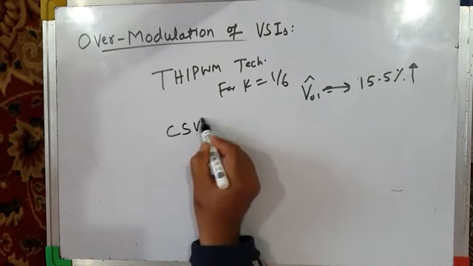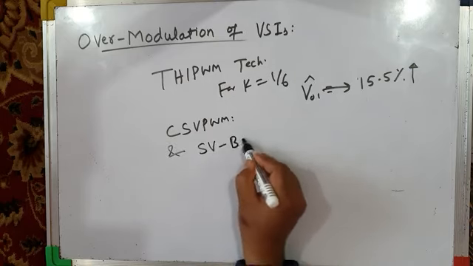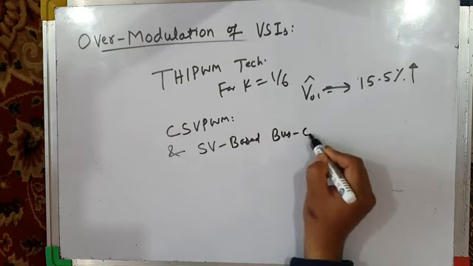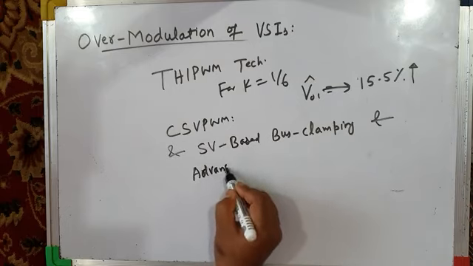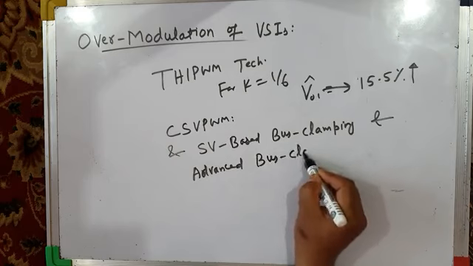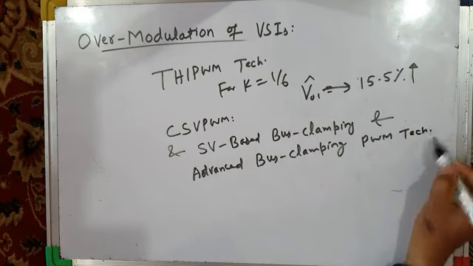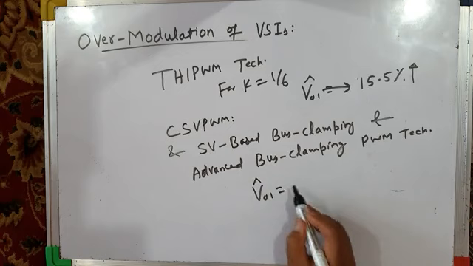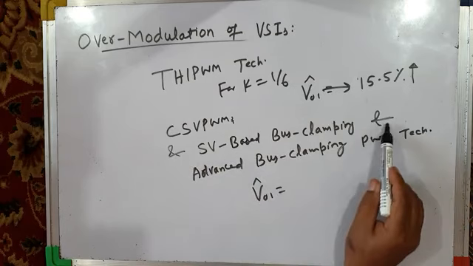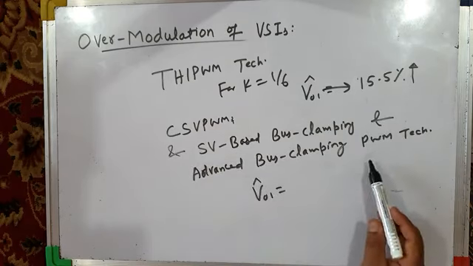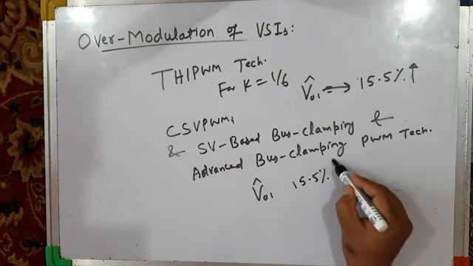Similarly, the conventional space vector PWM technique, the space vector based bus clamping PWM techniques, and the space vector based advanced bus clamping PWM techniques, which we have already studied, all of these also raise the peak value of the fundamental component of inverter output voltage. They also raise it by about 15.5%.